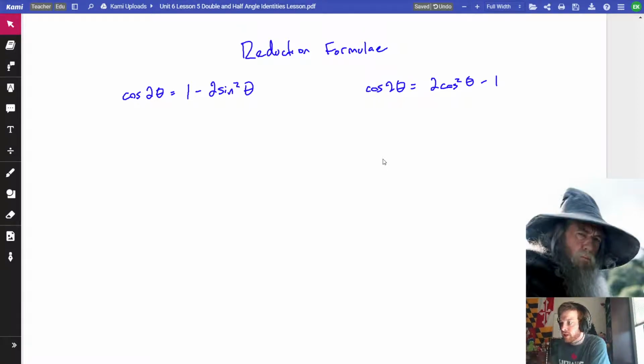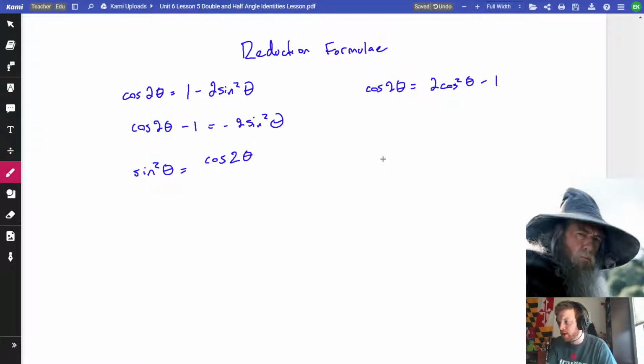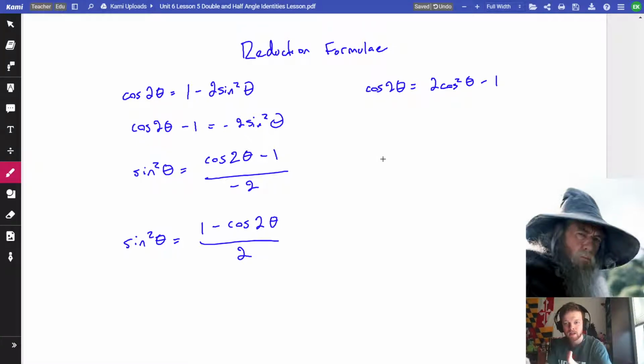But if I do a little bit of shuffling, over here, if I subtract 1, cosine 2 theta minus 1 is equal to negative 2 sine squared theta. Divide by negative 2: sine squared theta is equal to cosine 2 theta minus 1 divided by negative 2. I'm going to just take this negative and move it to my numerator. Sine squared theta is equal to 1 minus cosine 2 theta divided by 2. That is our first reduction formula.